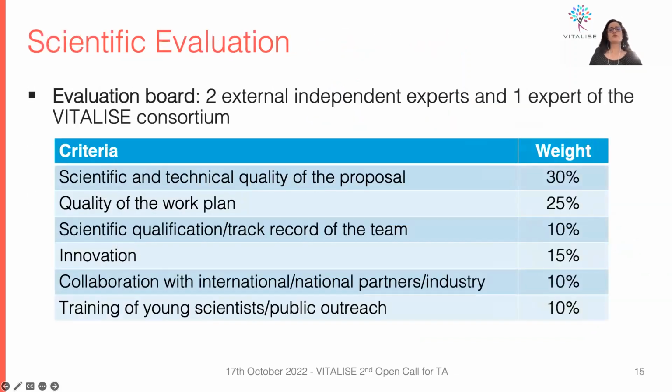The third step of the evaluation process is the scientific evaluation. We will create an evaluation board composed of 3 people, 2 external independent experts and 1 expert within the consortium. And they will evaluate the soundness of the research proposals based on the listed criteria. So scientific and technical quality of the proposal, quality of the work plan, scientific qualification of the team, innovation, collaboration with international or national partners or industry, and finally, training of young scientists or public outreach.